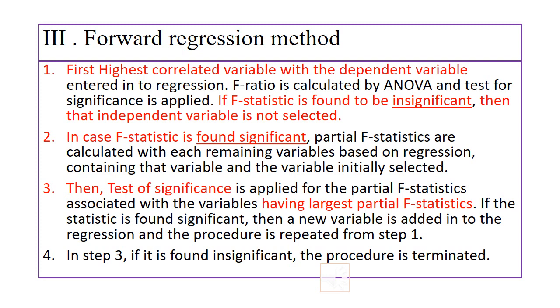In the third step, the test of significance is applied to the partial F statistic of the variable having the largest partial F statistic. If the statistic is found to be significant, then a new variable is added into the regression and the procedure is repeated from step 1. In step 3, if it is found to be insignificant, then the procedure is terminated and forward regression will stop there. We will see how to calculate this by using the SPSS program.